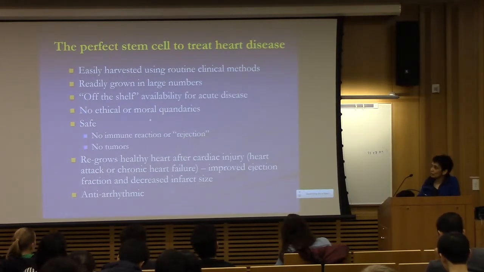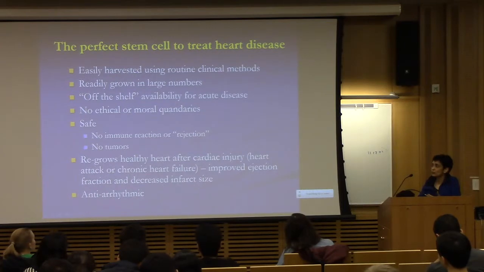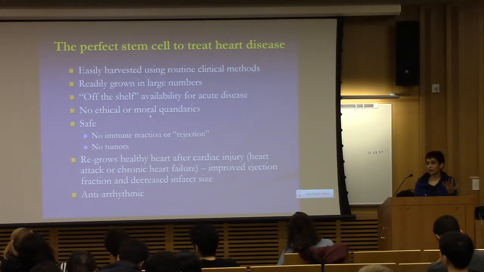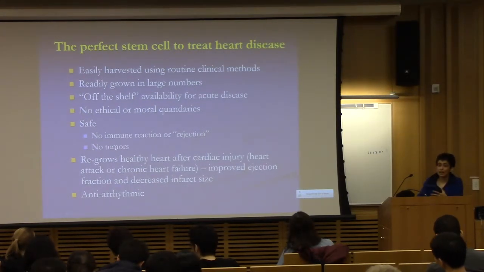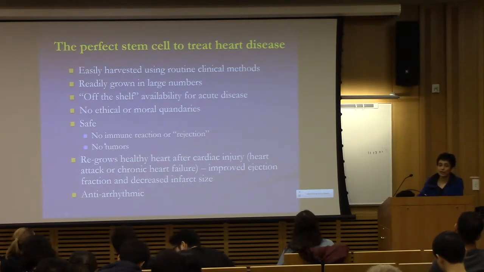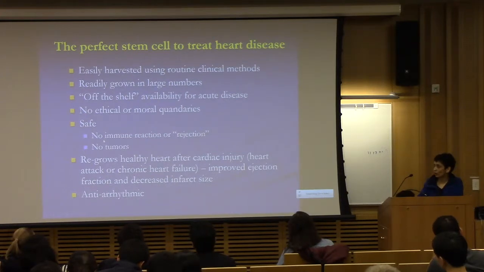Ideally, there should be no ethical or moral quandaries. It should be safe. There should be no immune reaction or rejection. So if you use autologous cells, you shouldn't expect rejection. But if you use allogeneic cells, cells from other patients who are not majorly matched, then you would expect rejection. Of course, the heart is an organ where you very rarely have tumors, and so you don't want to be injecting cells that are going to produce tumors in the heart.